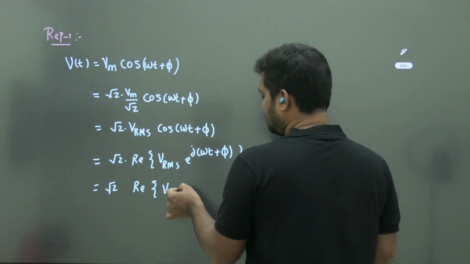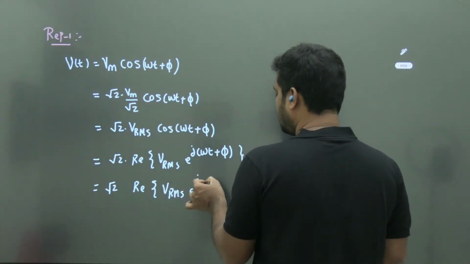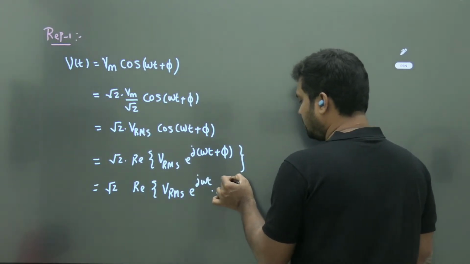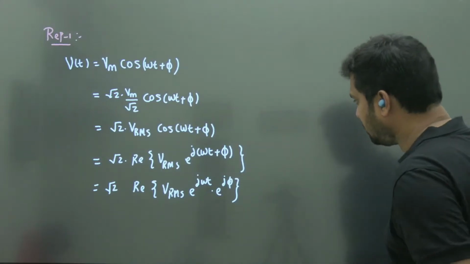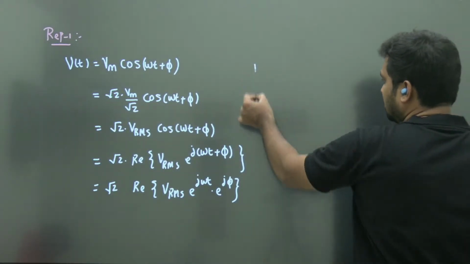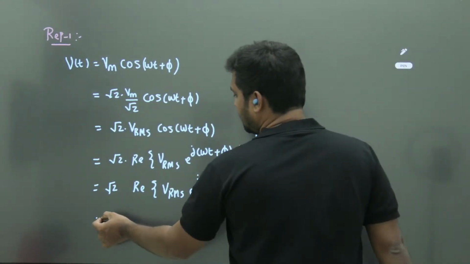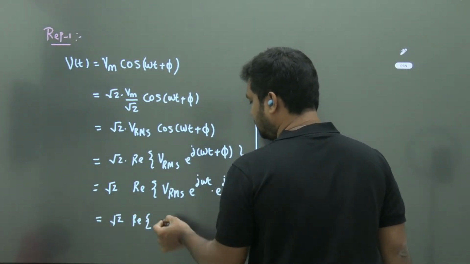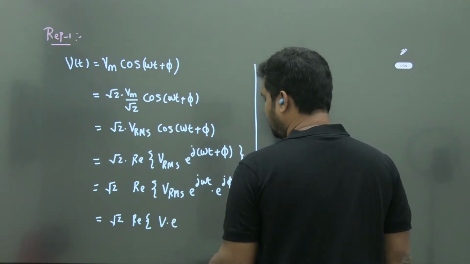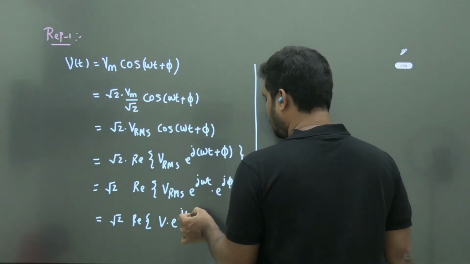VRMS e^(jωt) into e^(jφ), because e^(j(a + b)) can be written as e^(ja) into e^(jb). So now this can be written as root 2 into the real part of phasor V into e^(jωt).